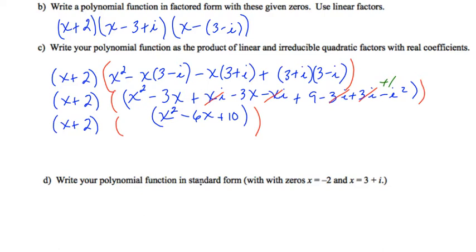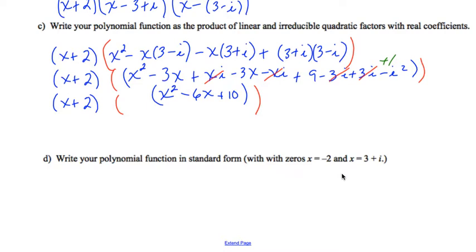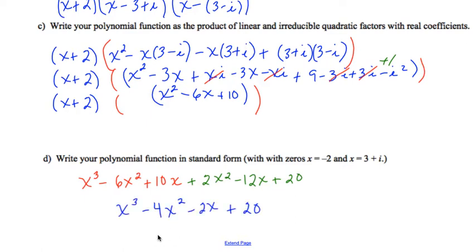So part D says, write your polynomial function in standard form with those zeros that were given to begin with. Well, if we want to write this in standard form, now we need to distribute multiplying x plus 2 times this trinomial. So here we go. In the red, I've distributed x times the whole trinomial, and then 2 times the whole trinomial, and those are in green. And then combining like terms, we get x cubed minus 4x squared minus 2x plus 20. That is now in standard form, and it has those zeros.